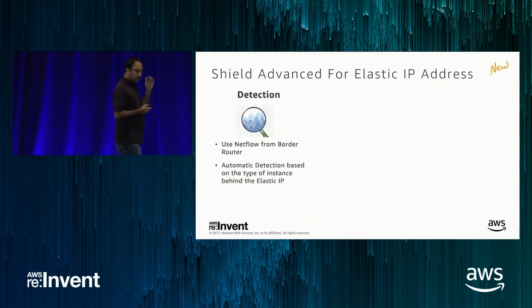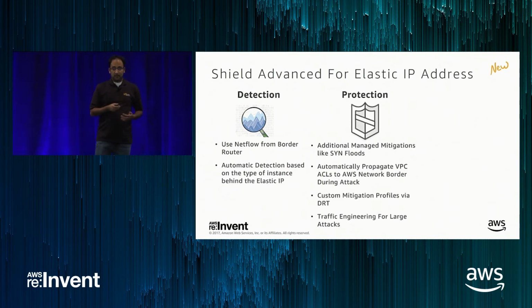Now, very quickly, Shield Advanced for elastic IP provides you improved detection capabilities. When you enable Shield Advanced on an EIP, Shield Advanced automatically discovers the type of EC2 instance and the size of the EC2 instance, or even if you had attached that EIP, say, to a network load balancer, it still detects the type of AWS resource behind it and applies detection techniques specific to that particular resource. And as soon as Shield detects a threat, mitigations are enforced automatically.